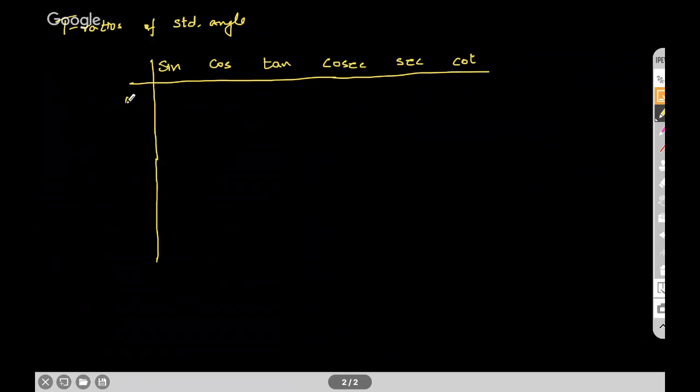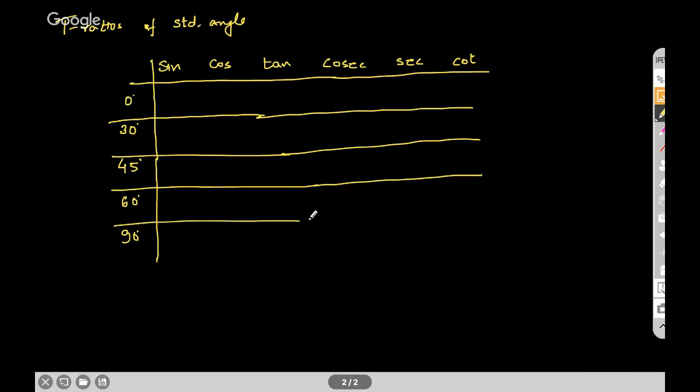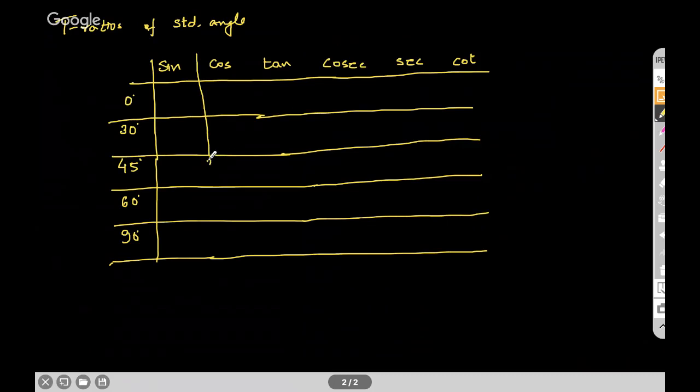I am trying to write the ratios of, let's say, 0 degree, then 30 degrees, then 45 degrees, then 60 degrees, and then eventually 90 degrees. So these are the 5 standard values for each T ratio you must know. Now, it's good practice to remember these numbers. Actually, it is 6 into 5, 30 numbers. But just in case you forget in the exam paper, you can always make this chart very easily.